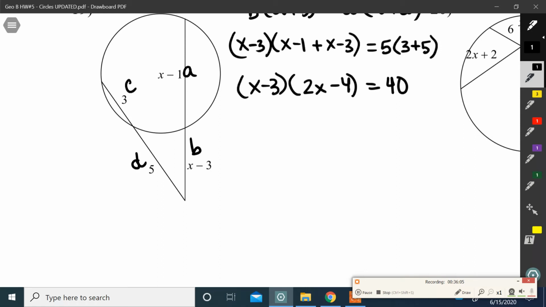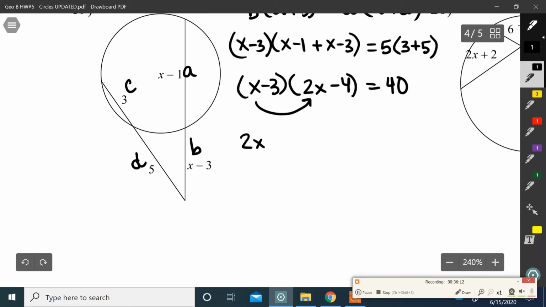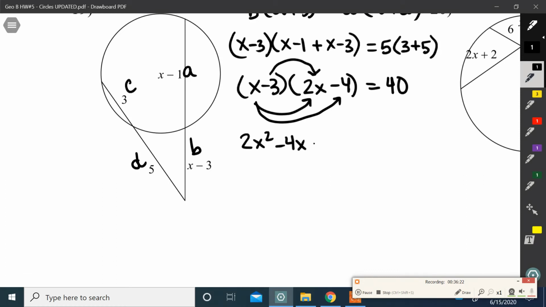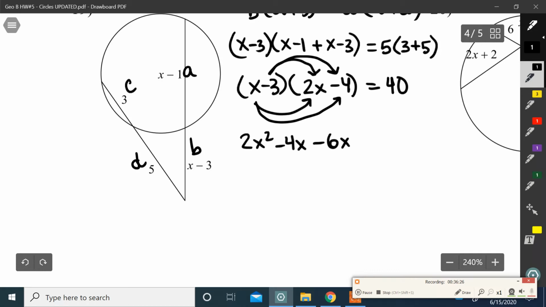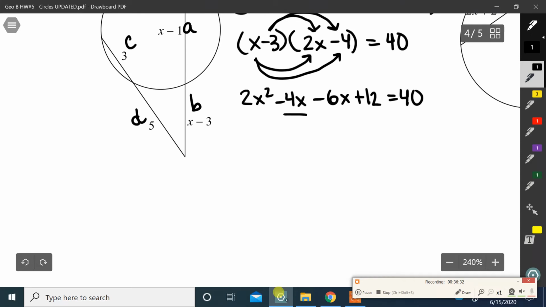We could at this point distribute, so x times 2x is 2x squared, and then x times negative 4 is going to be negative 4x. Then negative 3 times 2x is going to be negative 6x. And then negative 3 times negative 4 is going to be 12. Combine like terms.